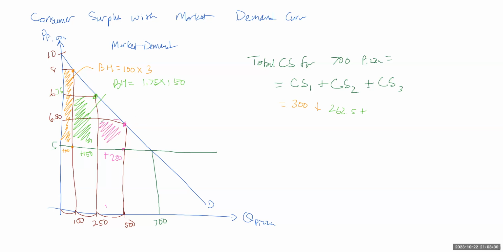So their consumer surplus is this, base times height. Base is 250 times height is the $1.50. They're willing to pay $6.50. They ended up paying 5. So they kind of made a quote unquote profit of $1.50 per slice. That's the consumer surplus. They're like profit. So 150 times $1.50 times 250 is $3.75.